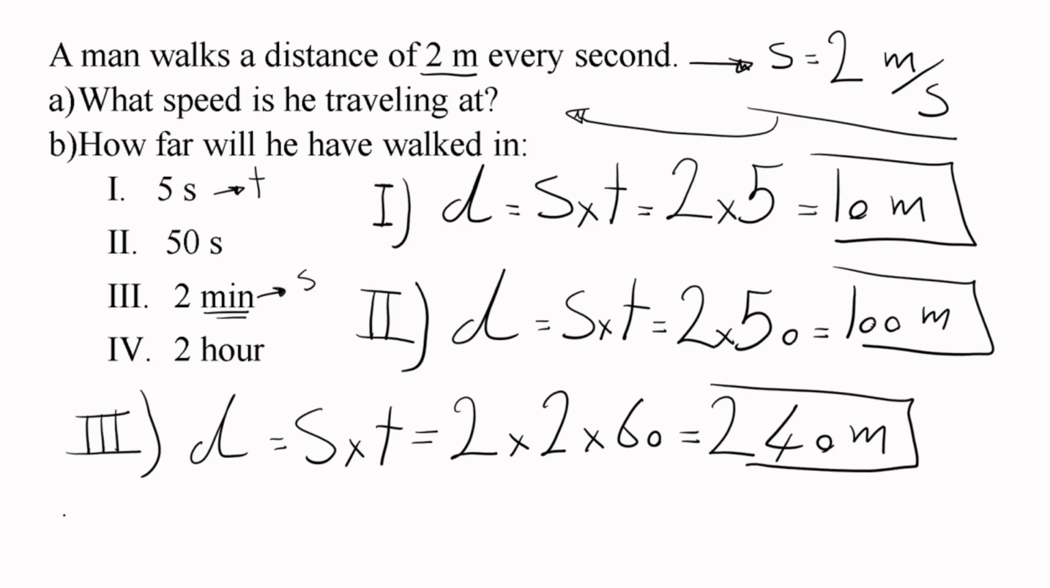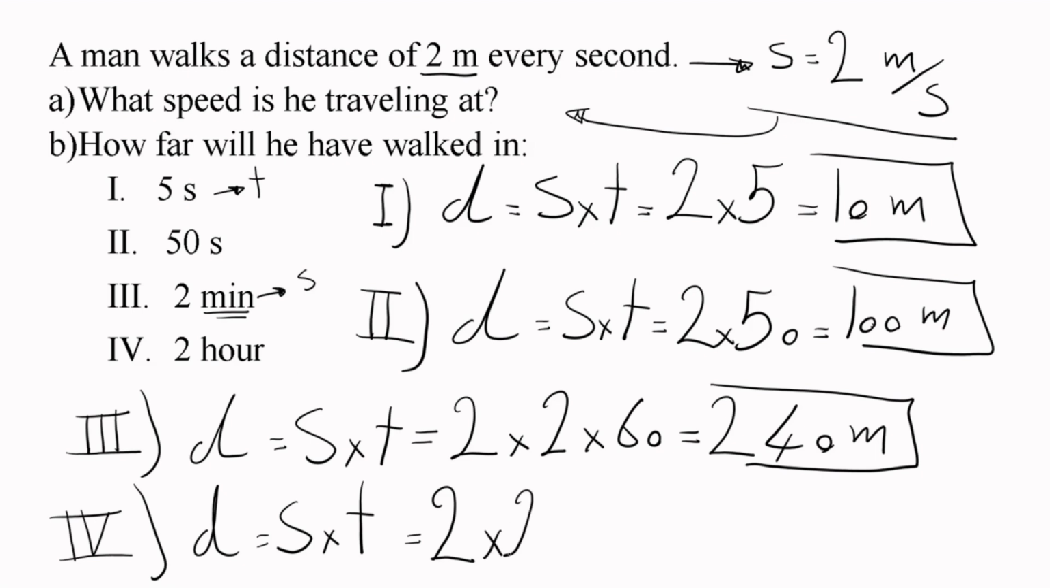And for the last one, again, we are going to have conversion. D is equal to S times T. I know the S, which is 2. Look, meter per second, not meter per hour. But here I have hour. So I must convert it to second. So 2. Each hour is 60 minutes and each minute is 60 seconds.